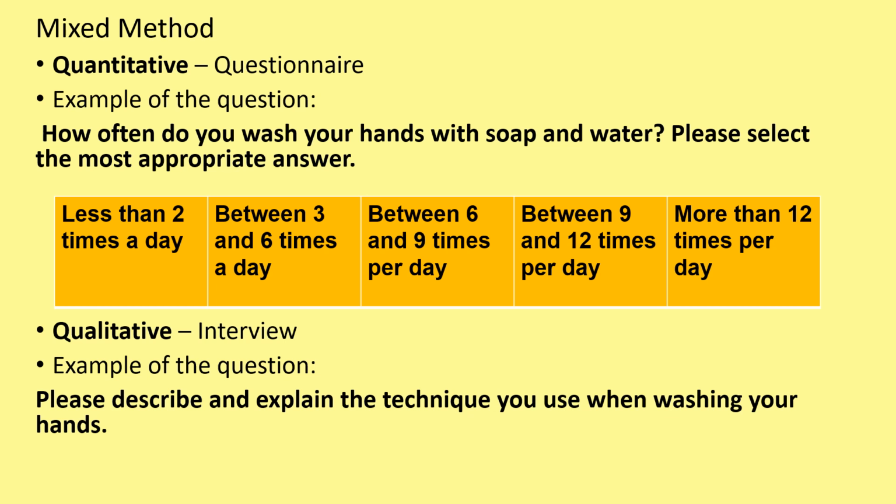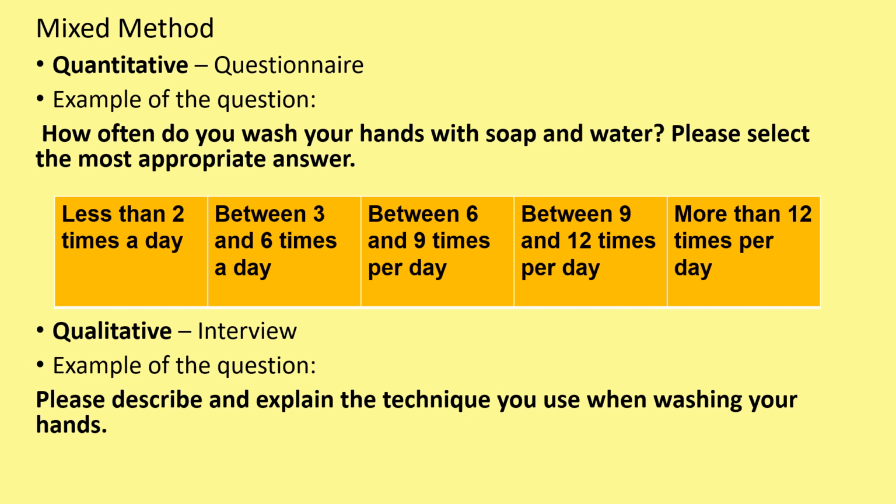So my question is direct. It's a closed question. And I already have some pre-made answers in my questionnaire for my participants. All they need to do is just to select one of these answers. And this is an example of a quantitative research.